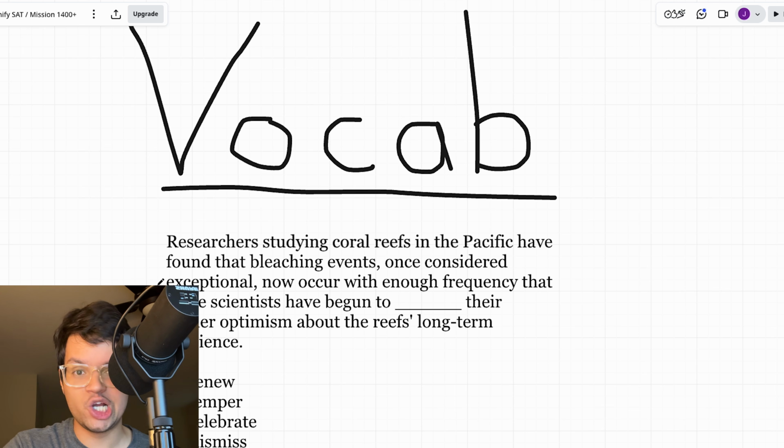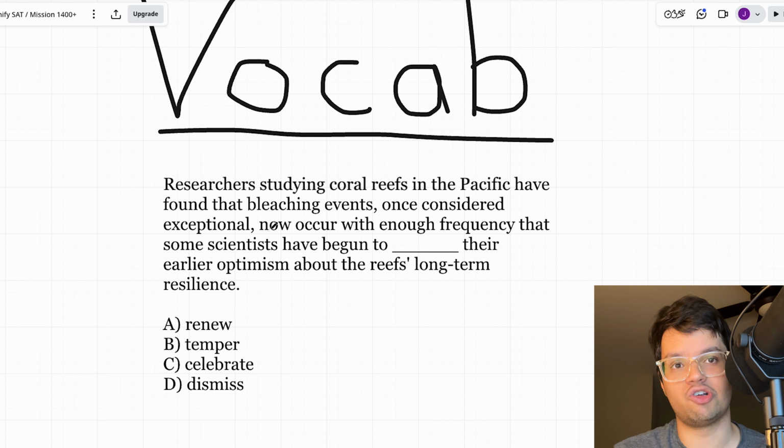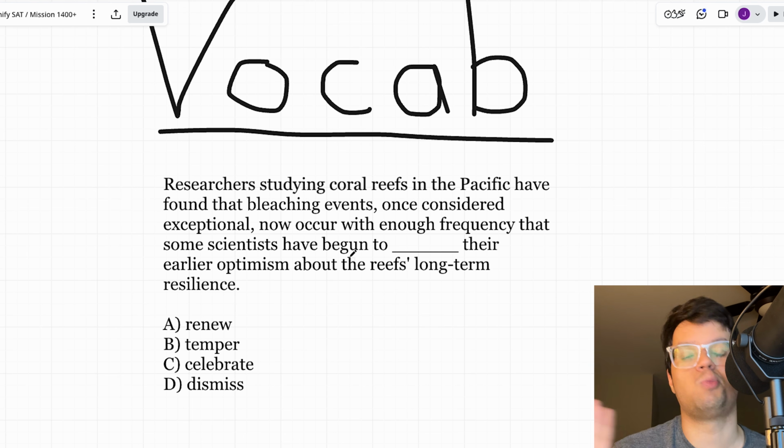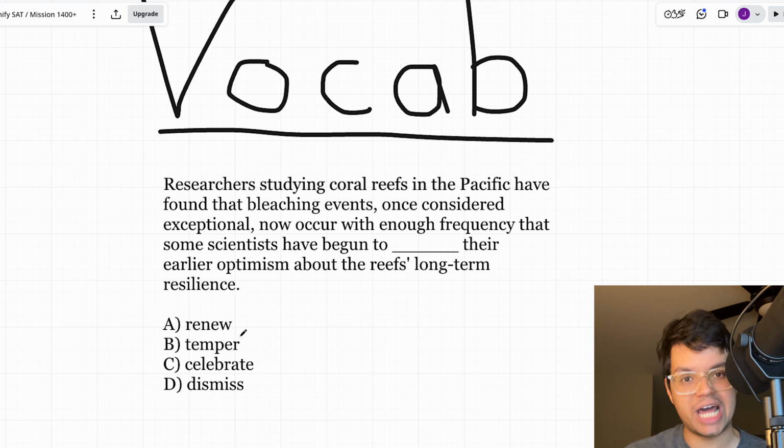Let me start by showing you what most students do, and let me tell you, this is going to look really cringe, but a lot of you guys are doing it. When you see a vocab question, what most students end up doing is they might just skim through the passage. Like, okay, researchers said the reefs, and they consider exceptional out of their curve frequency. So I guess they feel more confident or something about their stuff. Okay, so that makes sense to me. And now let me look at the choices. Renew, okay, I know what that word means. So that's probably going to be the right answer, I assume.